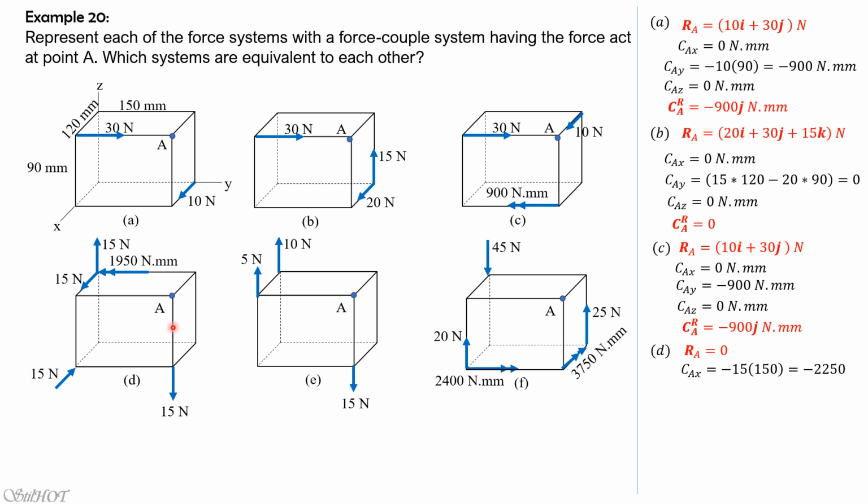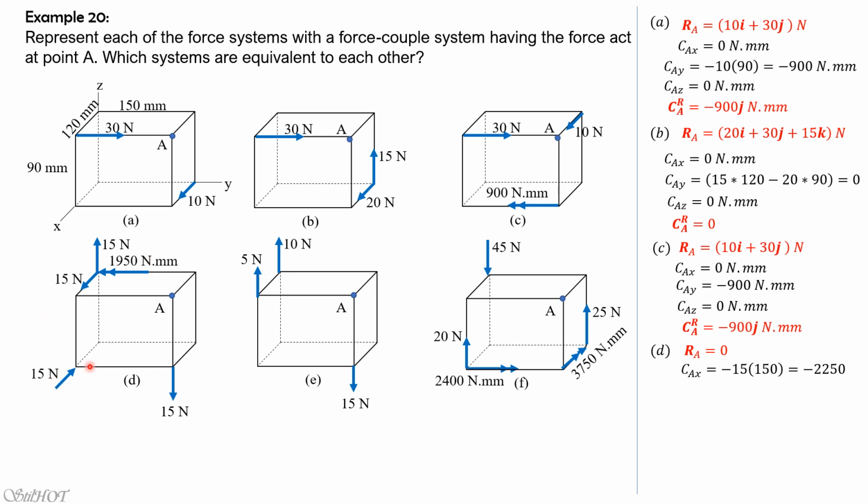Then about Y, which is the horizontal AY, this is passing through AY. This 15 passes through AY, but this 15 here produces a moment about AY. So it is positive by the right thumb rule. So it is positive 15 times 90. Then this 15 Newton force here passes through AY, so it is 0. But this upward 15 Newton force produces a couple about the AY axis, and it is also positive by the right thumb rule, so 15 times 120.